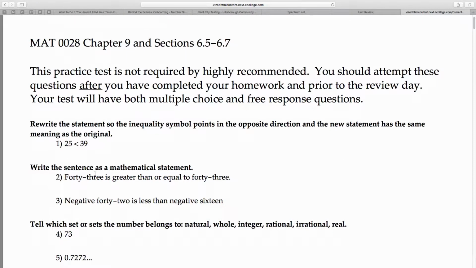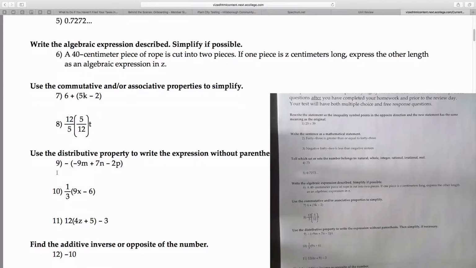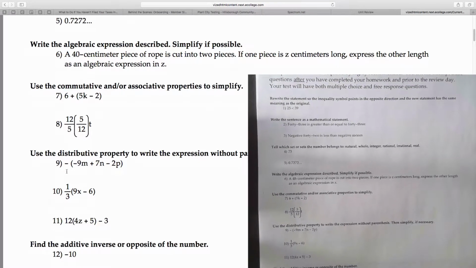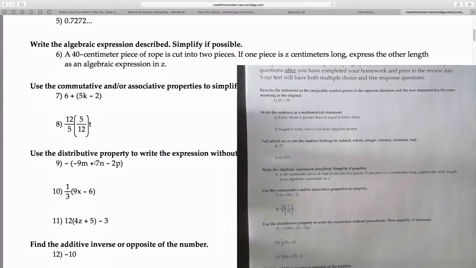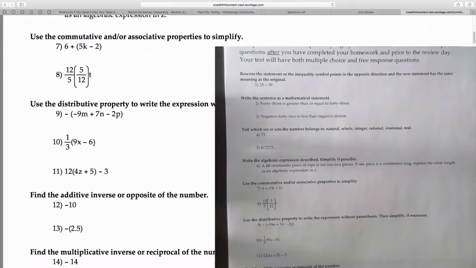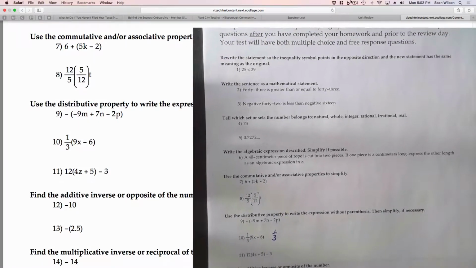All right, so let's go through some of these just a little bit, because this is how the test is going to look. Hopefully these should be pretty simple for you. With number 10, you use the distributive property. That just means you're distributing this negative, so everything in here will change. This sign will change. And the 1/3 will go to the 9, and the 1/3 will go to the 6.